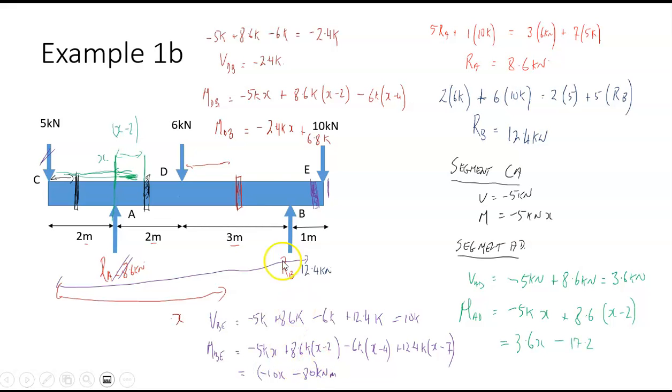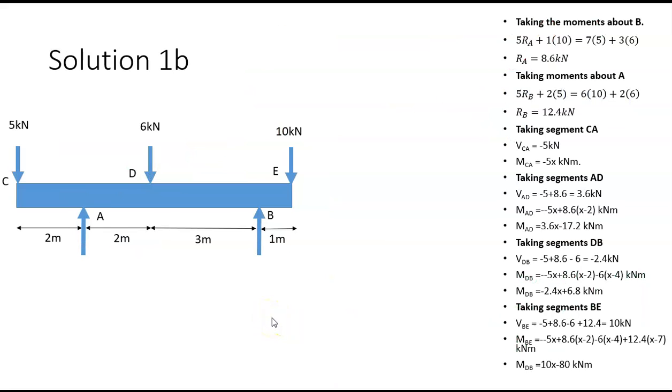Okay, so now we have the shear force and bending moments at each one of the points. And let me just write them down a little bit more neatly. All right, so that's everything recorded here. So we have RA is equal to 8.6, RB 12.4. We have our shear force from C to A, our bending moment from C to A, shear force from A to D, bending moment from A to D, shear force from D to B, bending moment from D to B, shear force from B to E, and bending moment from B to E.